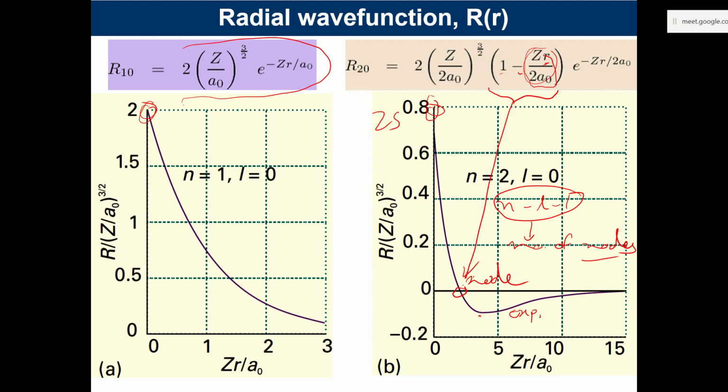So how do we describe this wave? It has maximum amplitude at the nucleus, the 2s electron wave, and it slowly decays, passes through 0 and becomes negative. So this is the positive side, positive sign of the wave function, and this is the negative sign.